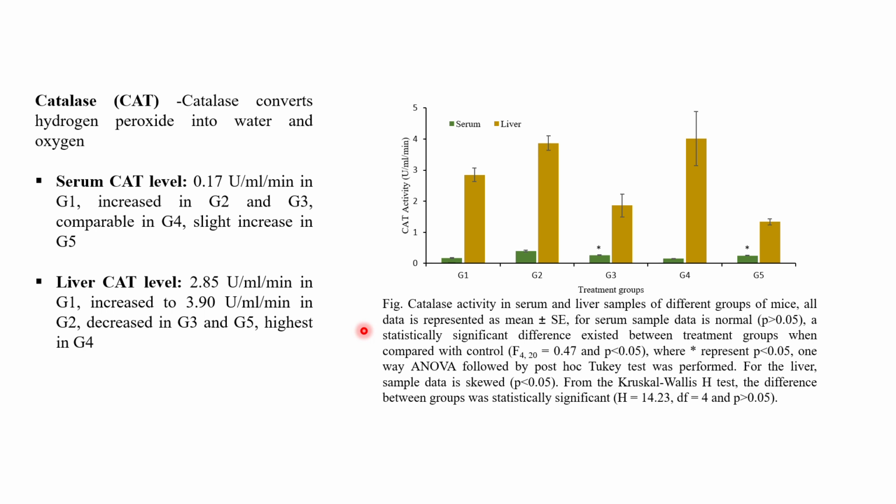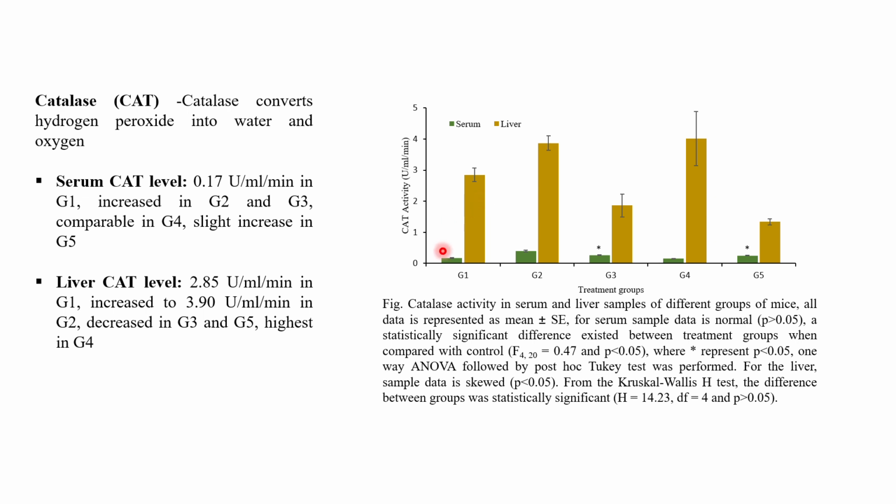In the same way, we analyzed the catalase activity. Catalase converts hydrogen peroxide into water and oxygen. In the first group, as you can see, the serum and liver levels of catalase are very different. Serum has a minute level of catalase compared to the liver, because the liver contains a lot of catalase.